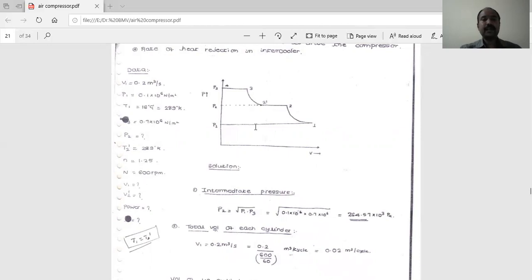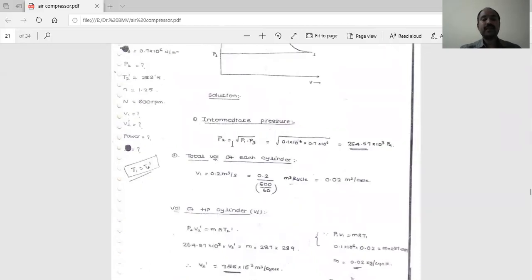Then the intermediate pressure we have to calculate based on the perfect intercooler. For minimum work done with a perfect intercooler, P2 is the variable term. We have to calculate the value of P2. P2 is equal to root of P1 into P3. It becomes 264.57 into 10 to the power of 3 Newton per metre square, that is Pascal. Then the total volume of each cylinder, V1 is equal to 0.2 metre cube per second.